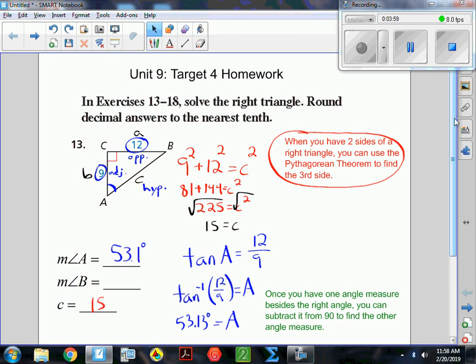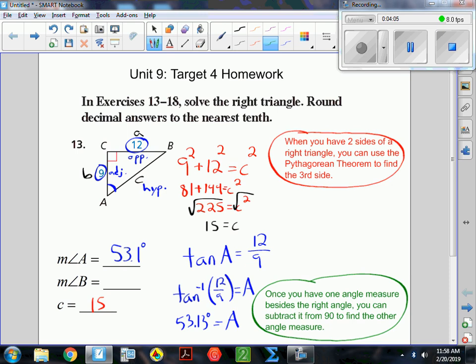And then for the last thing in the triangle, we have angle B. That's when we'll look at this bottom in green. Once you have one angle measure besides the right angle, you can subtract it from 90 to find the other angle measure. So I can do 90 minus 53.1. 90 minus 53.1 is going to be 36.9 degrees. So that would be my measure of angle B.